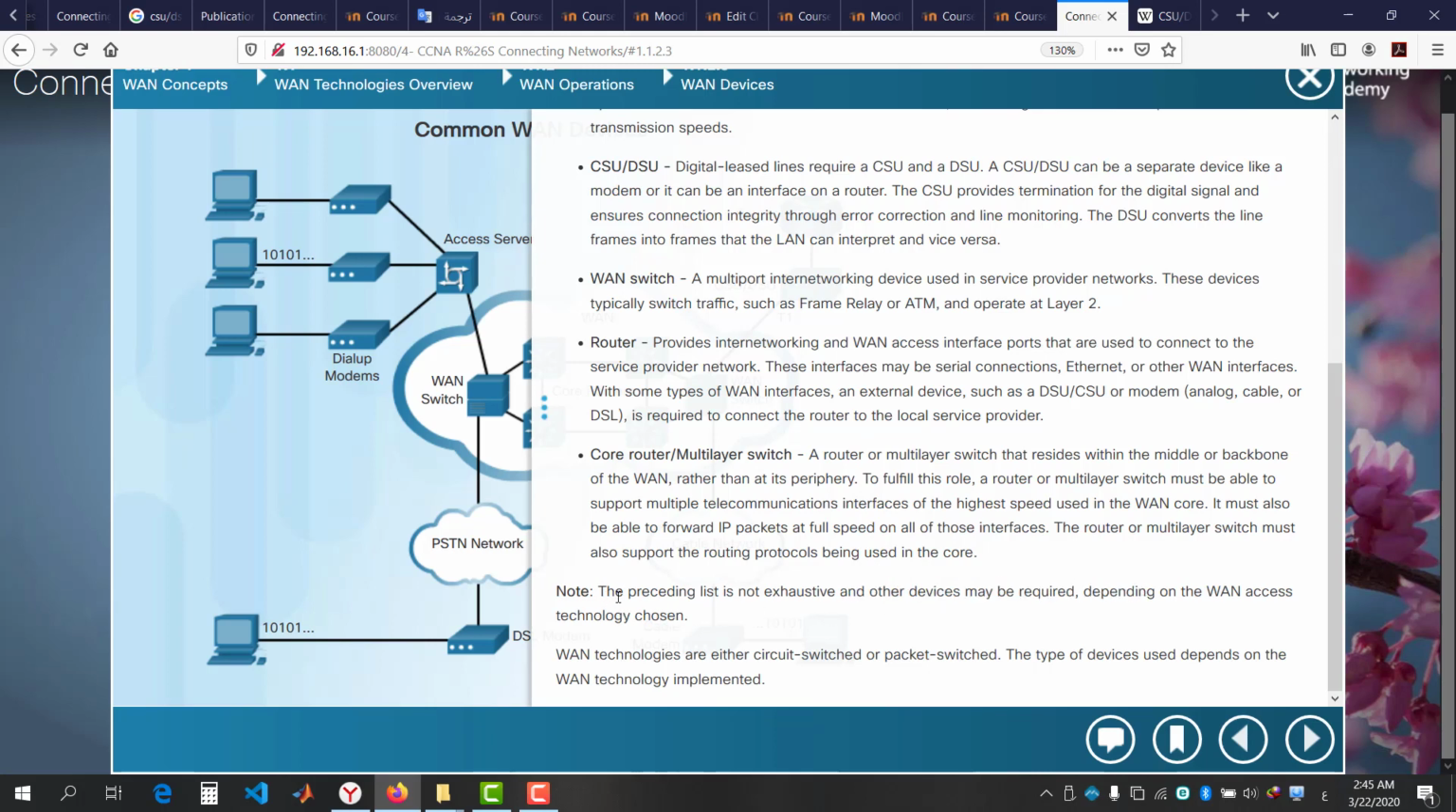He confirmed, note, the preceding list is not exhaustive and other devices may be required depending on the WAN access technology chosen. WAN technologies can be either circuit switched or packet switched. So in the next slides we will differentiate between the two types. What is the difference between circuit switching network and packet switched network?